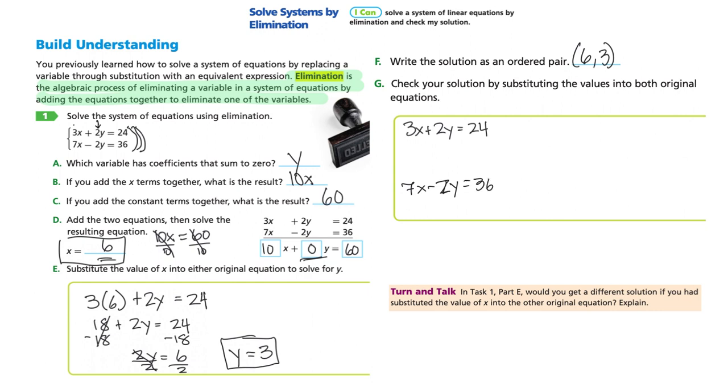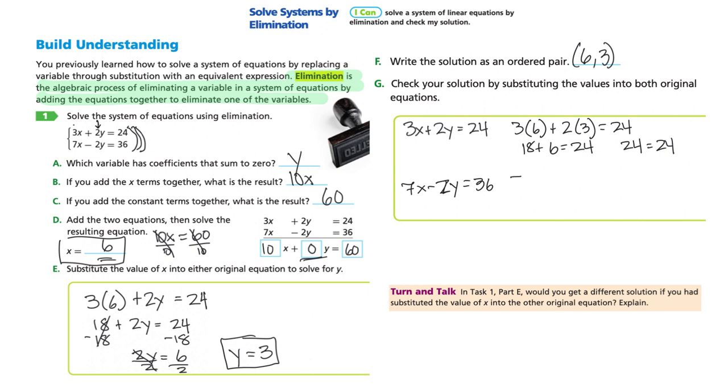So let's try the first one. So I have 3 times x, which is 6, plus 2 times y, which is 3, equals 24. And again, remember, like in the previous lessons, we want the one side to be equal to the other side. So now I have 18 plus 6 equals 24, and that is true because 18 plus 6 is 24, and 24 equals 24. So it works there.